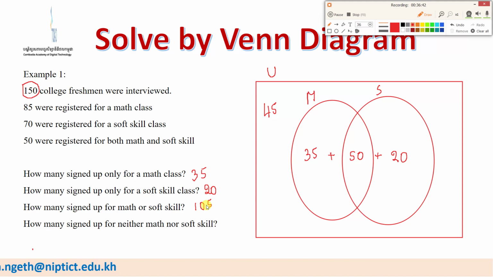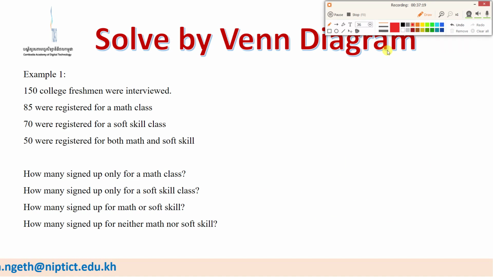It means that they study math or soft skill or math and soft skill together. So all the freshmen is 105. And how many sign up for neither math nor soft skill? So they don't sign up or they don't want to register for math and soft skill. It's only 45. So this is our solving of a problem by our Venn diagram. And we just go to another exercise.